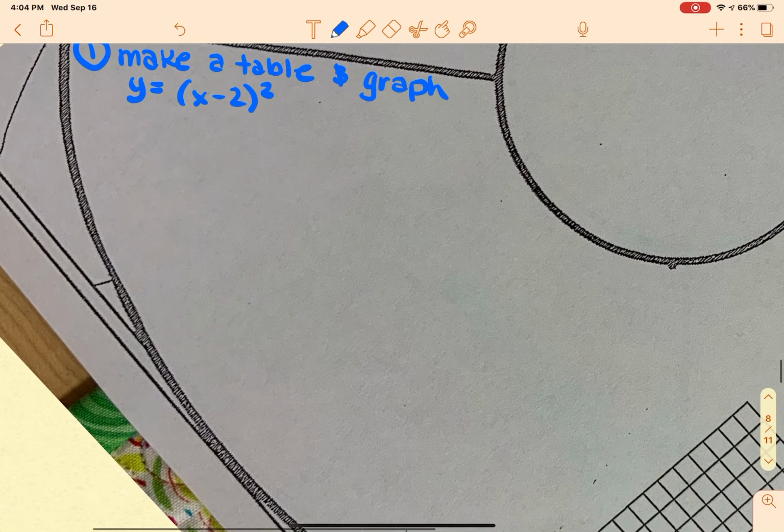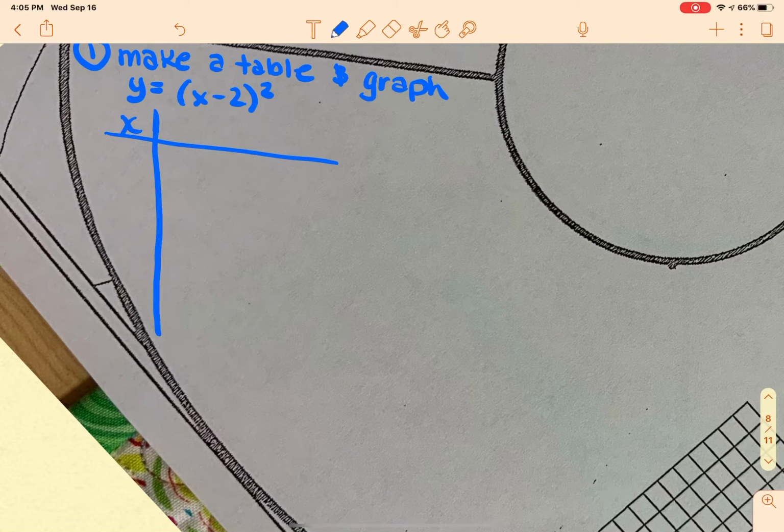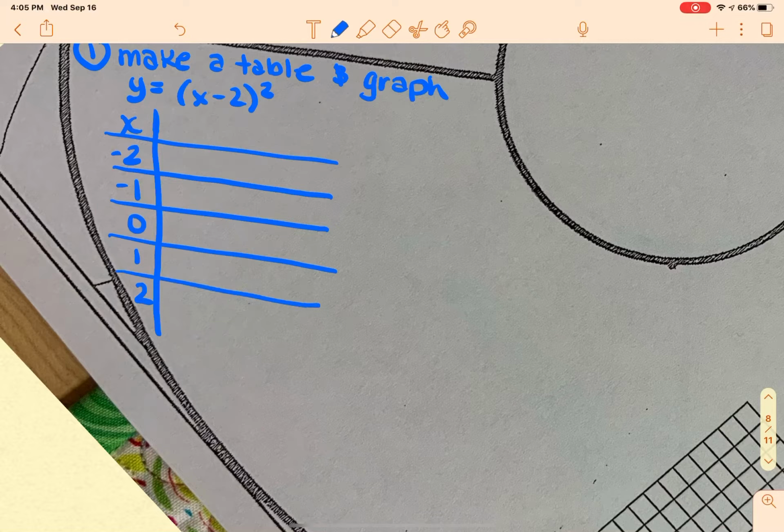So I'm going to do the same thing that I started with before. I'm going to use my x values to make a table. And I'm going to start with negative 2 to 2. And I know on this one, I'm going to take this and put it right in the top. Now, one at a time, I'm going to go through and take these x values and plug them in here, just like I did on my table making in the other ones. So negative 2 minus 2 squared.